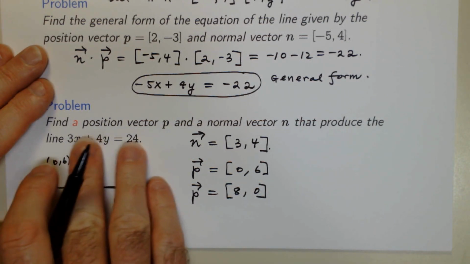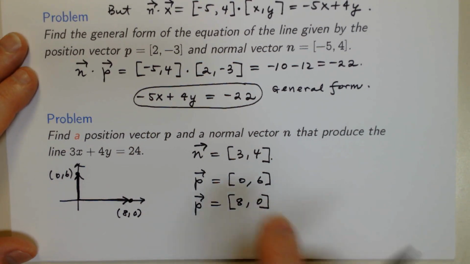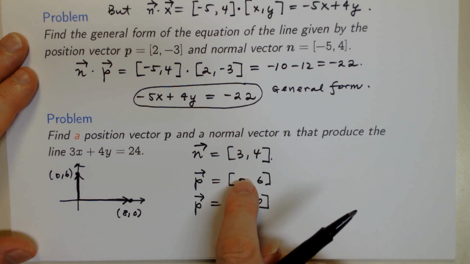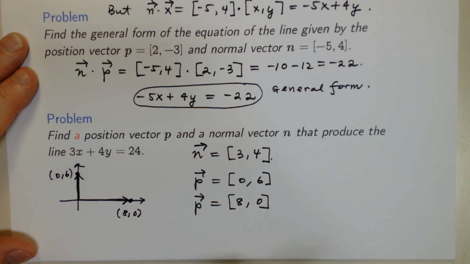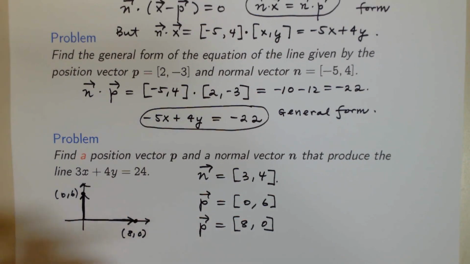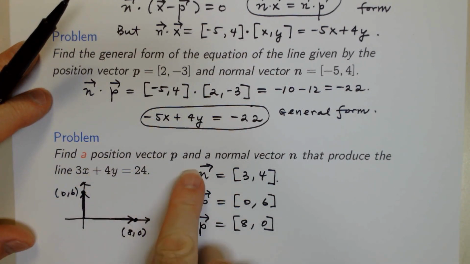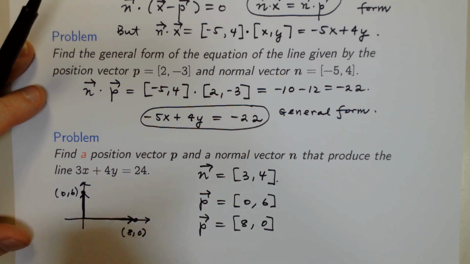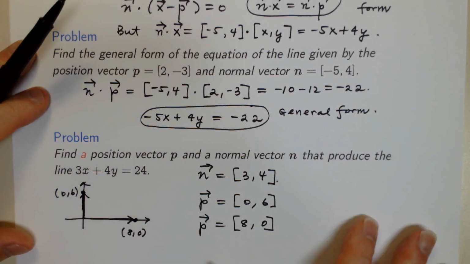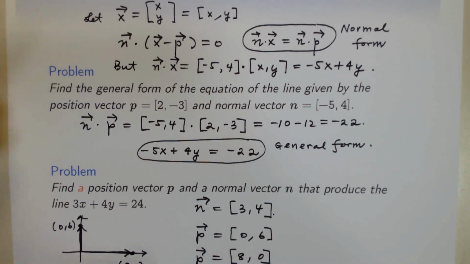So if you can just find any point by hook or by crook, you can use that as a position vector. If you take this normal vector with this position vector or with this position vector, either way, you're going to generate this equation. So this was just an exercise in seeing the general form and seeing if we could lift out of it the information, the normal vector and a position vector that would generate this general equation. Okay, so that brings a conclusion to this problem.